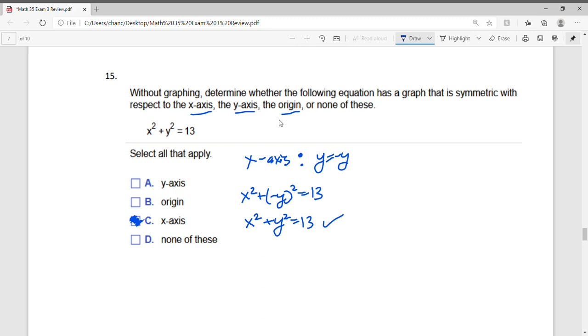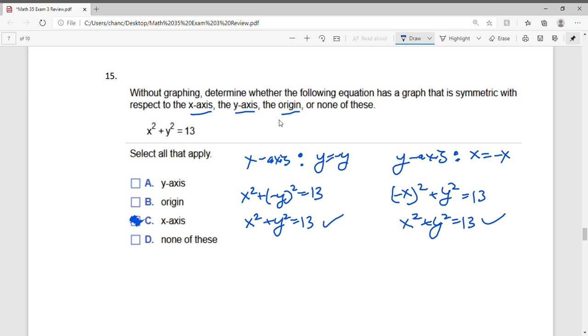To check to see if it's symmetric about the y-axis, what I need to do is plug in x equal to -x, and if I get the same equation, then it's got to be symmetric about the y-axis. Let's plug it in. We have (-x) squared plus y squared equals 13. This simplifies to x squared plus y squared equals 13 again. Yes, that's the same equation, so yes, it's also symmetric about the y-axis.